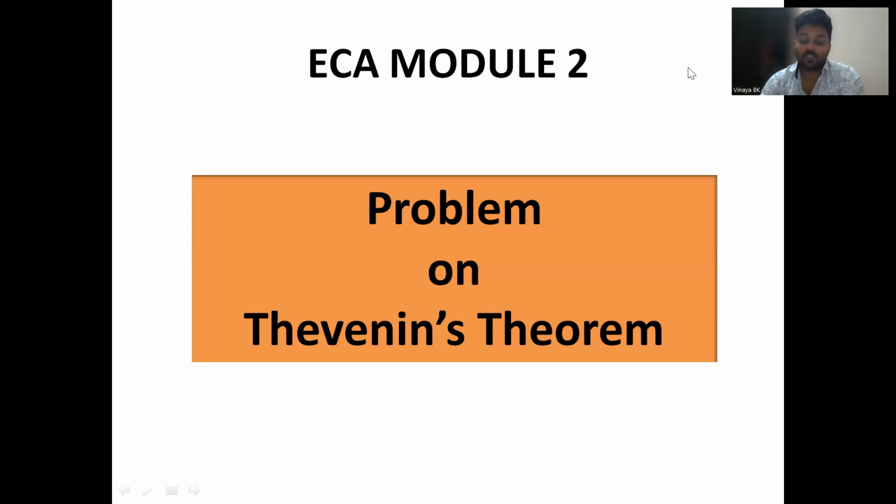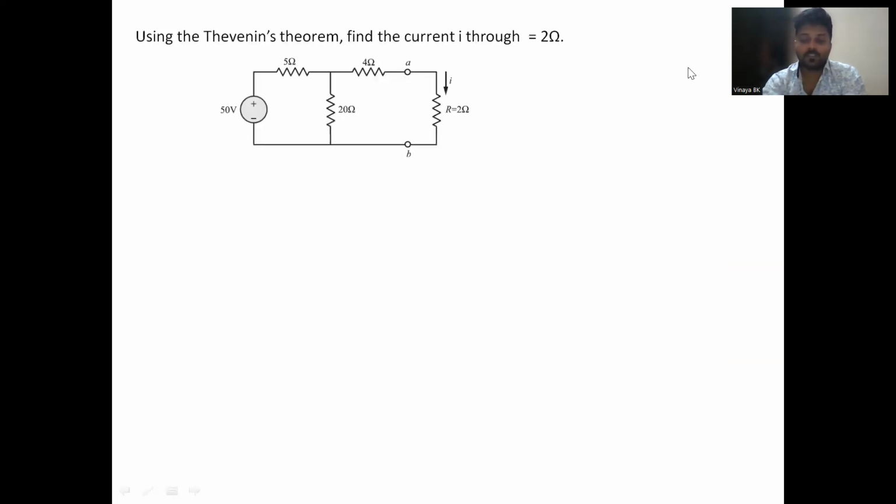So in this video, I'll explain a simple problem from Thevenin's theorem from electric circuit analysis as well as network analysis from module 2. So let us take a problem. Using Thevenin's theorem, find current through the 2 ohm resistor. You can see the 2 ohm resistor here. You need to find the current flowing through this resistor, that is nothing but the load resistor.